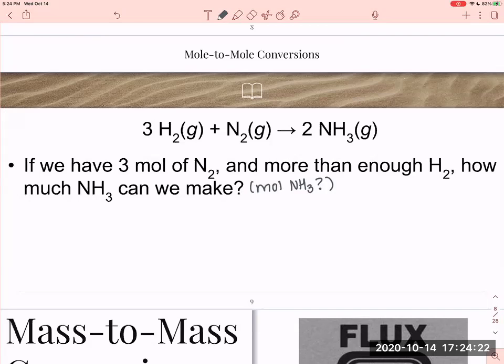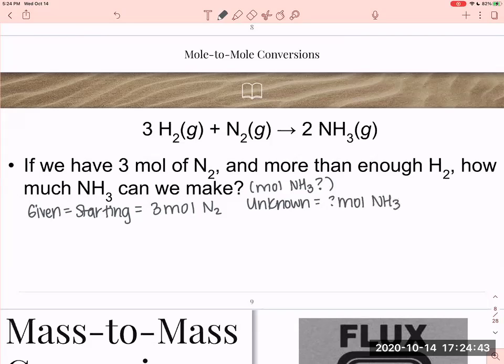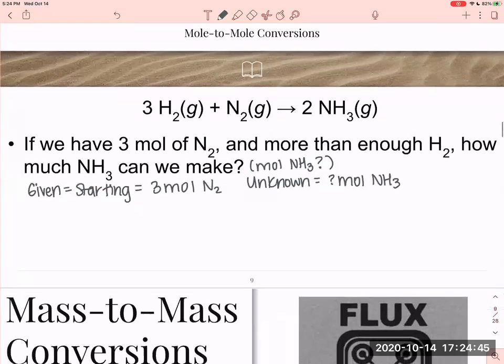So how can I start this? Well, my given information, my starting place, is going to be my 3 moles of nitrogen. My unknown is going to be how many moles of ammonia. Remember, ammonium is an ion, so this is ammonia. And then let's look at a conversion that we may need for this. We only need one conversion. It is a mole ratio.